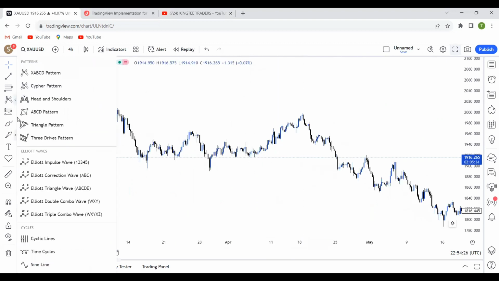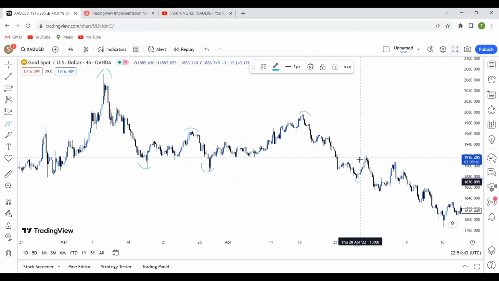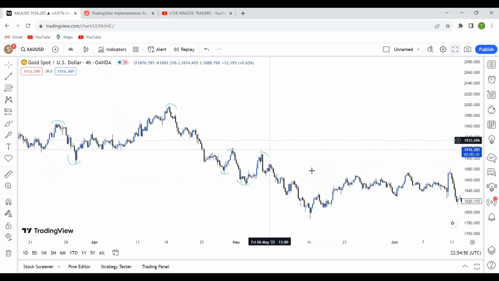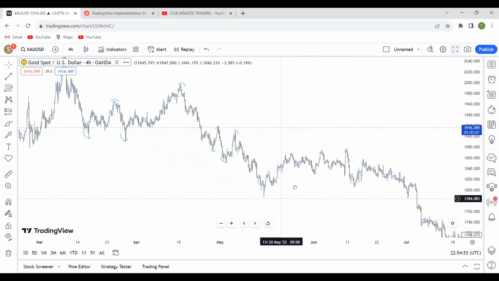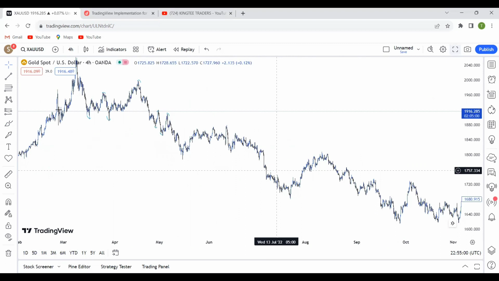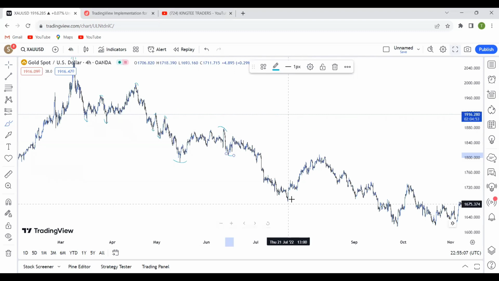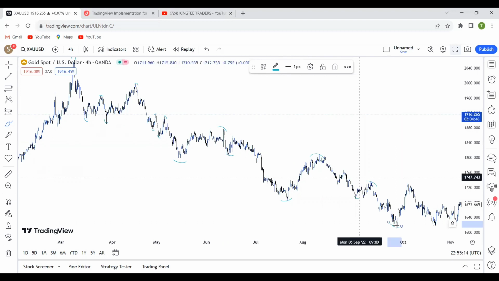So in this case, this is going to be our high. We're going to have our high here, we're going to have our low, high, low, lower high, lower low, lower high, lower low, lower high. We are having a lower low, lower high, lower low, lower high, lower low, lower high, lower low, lower high and the lower low.